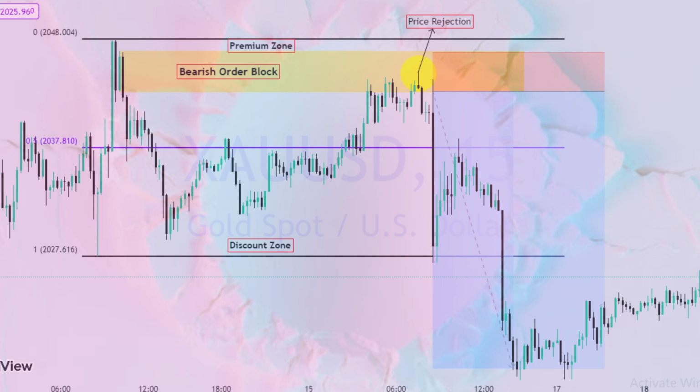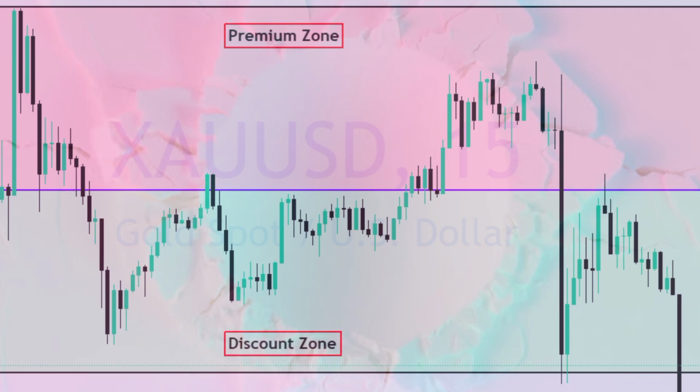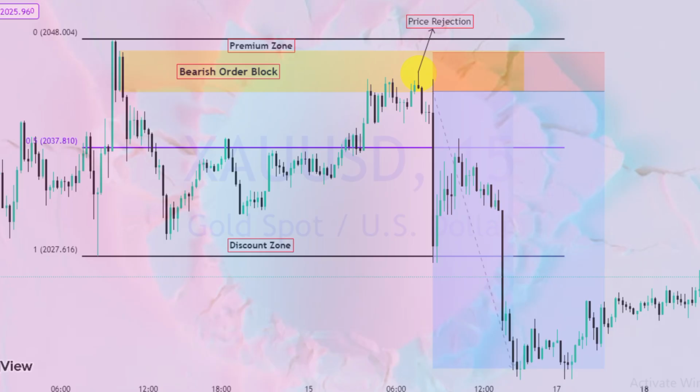If one is not present, you can look for the second, and so on. If multiple ICT selling tools are present in the premium zone, you can wait for price to test any one of them and get rejected, so you could execute a sell trade. A real market example is shown on the screen.